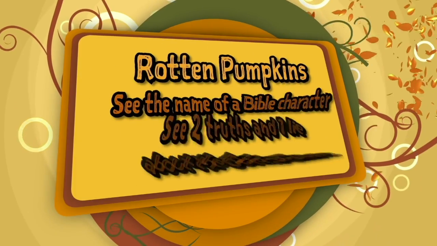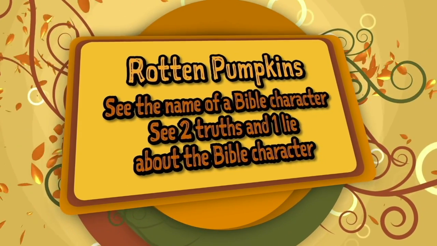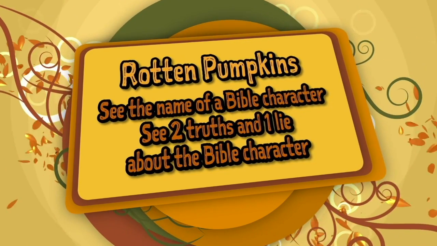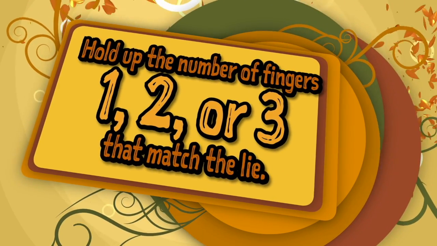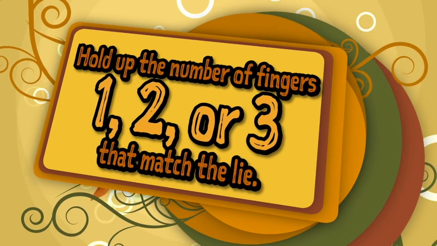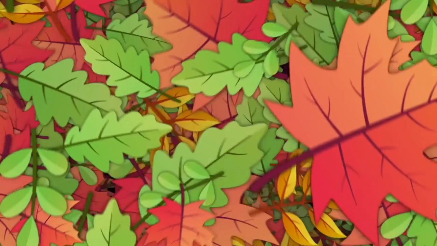I'll give you the name of a Bible character, then I'll show you 3 pumpkins with facts about that Bible character. 2 of these facts will be true, but 1 will not be. That's the rotten pumpkin. All you have to do is hold up the number of fingers for the pumpkin you think is rotten. 1, 2, or 3. Easy enough, right? All right, let's go.